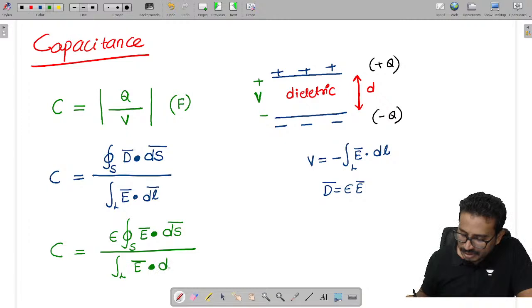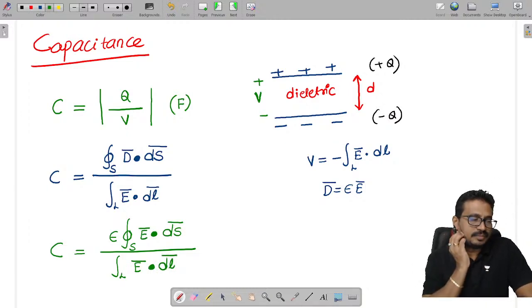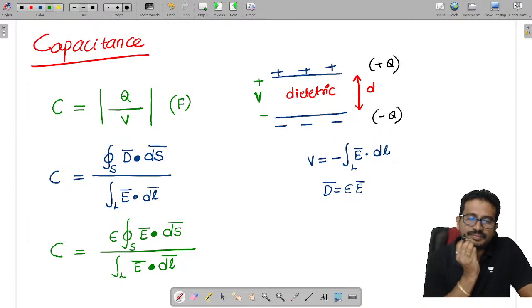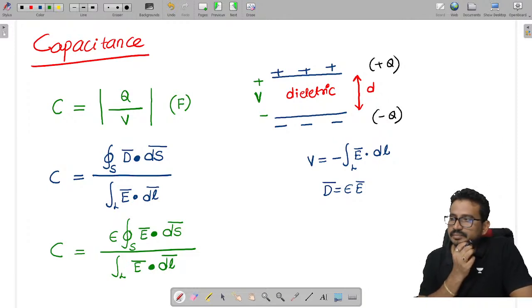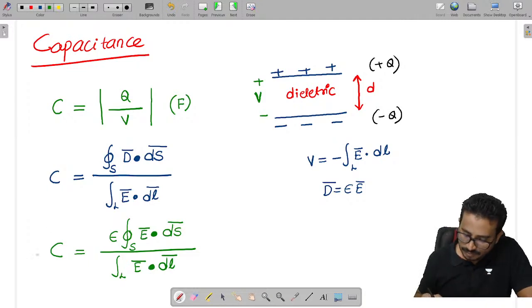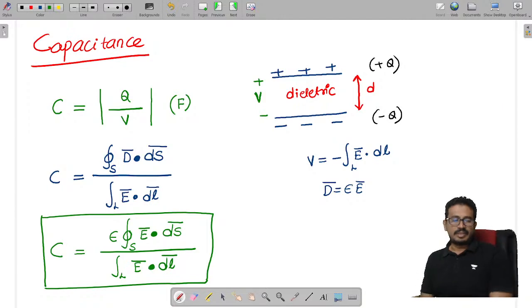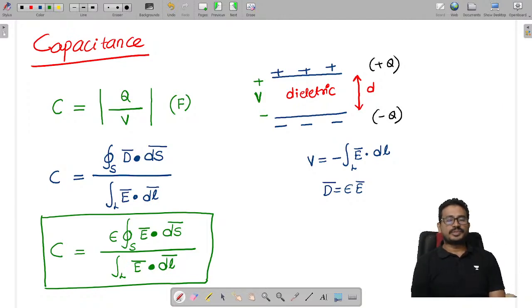Line integration of E dot dl. All of you tell me, is it fine? Now this is the general formula we use to find the capacitance of any type of material.